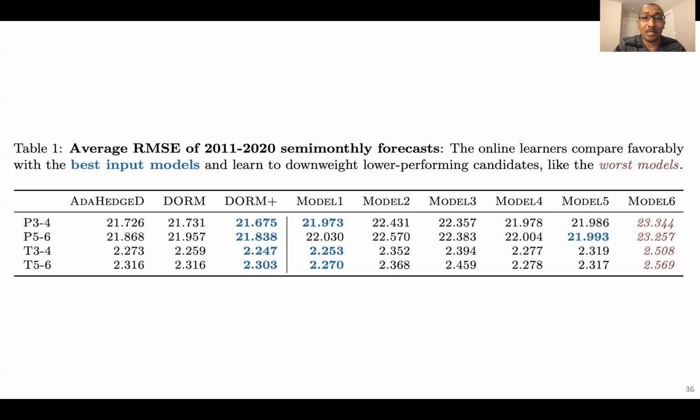So in this table, in blue, I've highlighted the best performing online learner and also the best performing model. And in red, I've placed the worst performing model. And what we can see is that, in fact, Dorm Plus, the best performing online learner, actually outperforms the best model in 3 of the 4 forecasting tasks. And all 3 of the algorithms outperform the best model in the precipitation tasks. So that's great.